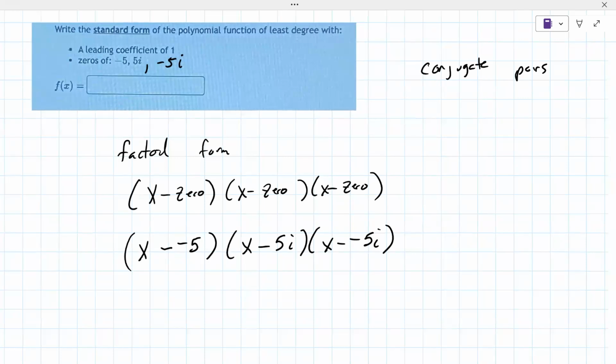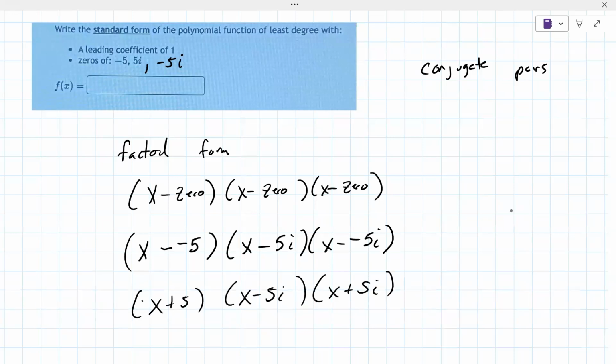Okay. Now you do simplify signs. So this becomes x plus 5, x minus 5i, x plus 5i. All right, now this is called factored form. That's not what they want, but it leads to standard form. So you do have to expand.